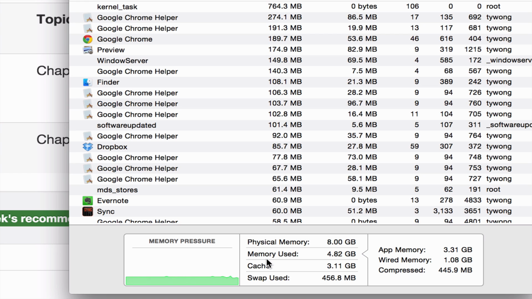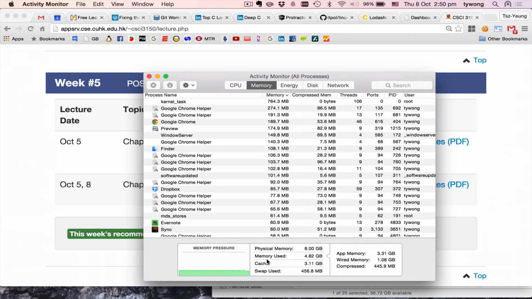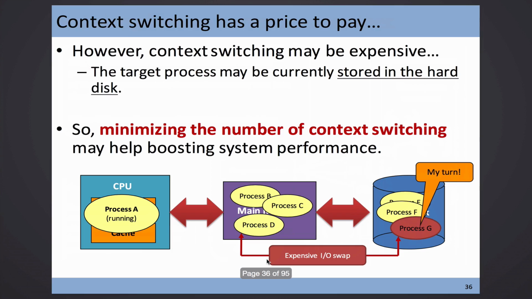The swap used is back to that diagram. It's this guy, we call it swap. The swap used means that we put some of the memory that used to be a part inside the main memory. Maybe I play some game, I do some video filming, so that I use up all the space in the main memory. Some part of some process goes to the hard disk, and we call that swap.